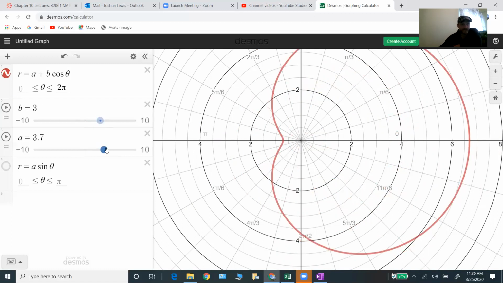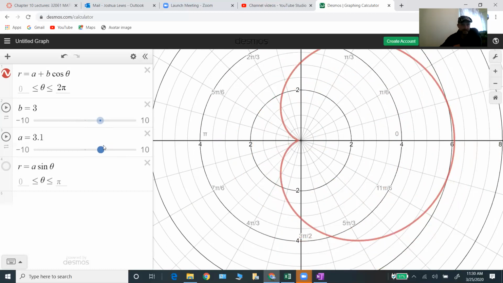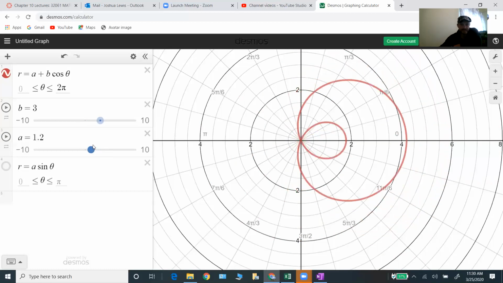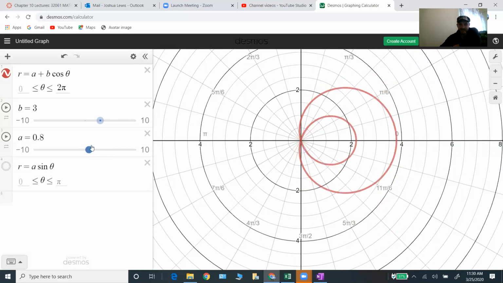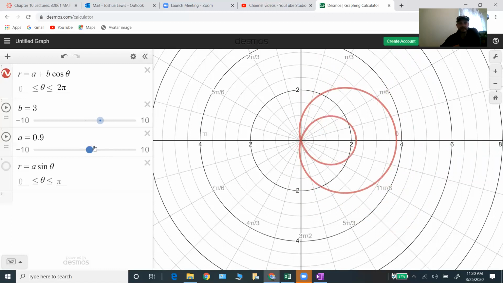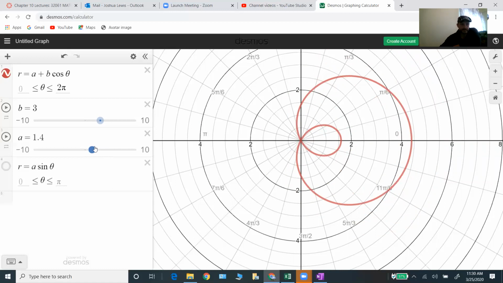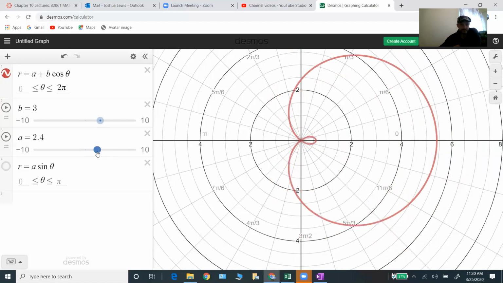As long as my a is larger than b, I've got this cardioid. But then, as soon as a is less than b, this thing turns in on itself. See that? That's called a limaçon, okay? And so when a is less than b, we have that little internal loop. And when a is greater than b, then we have this cardioid, okay?